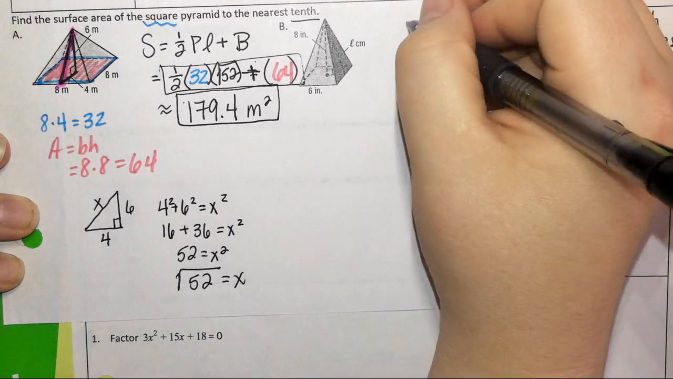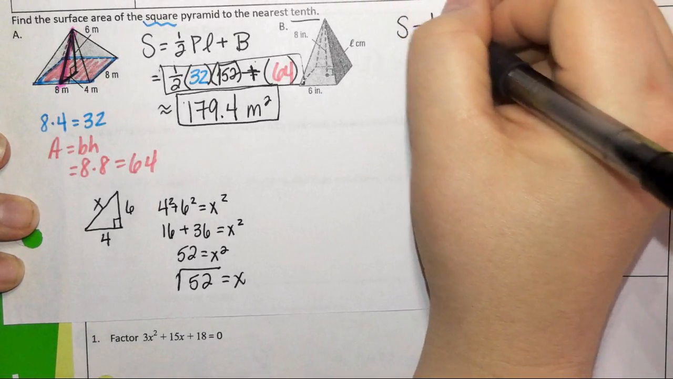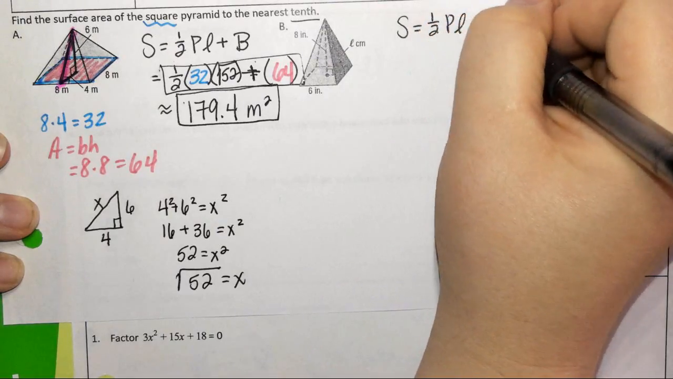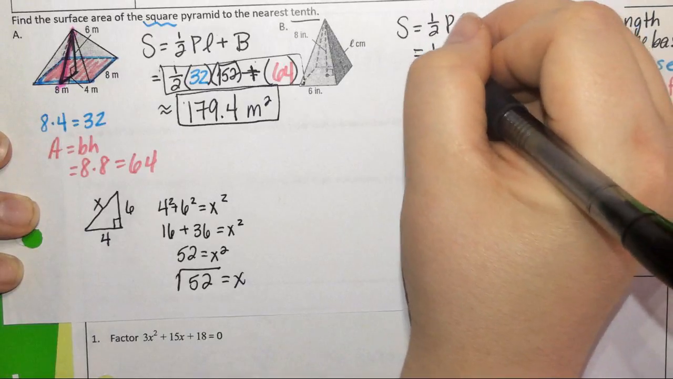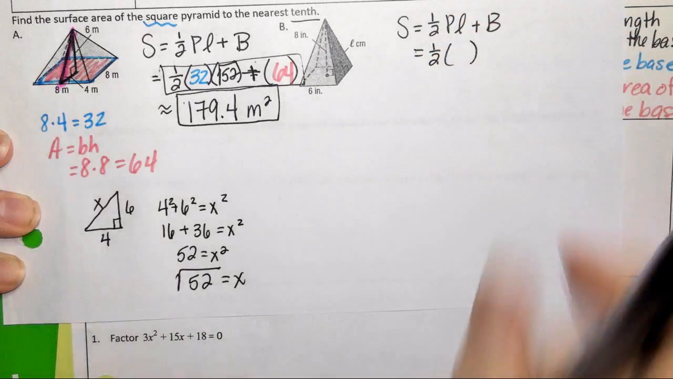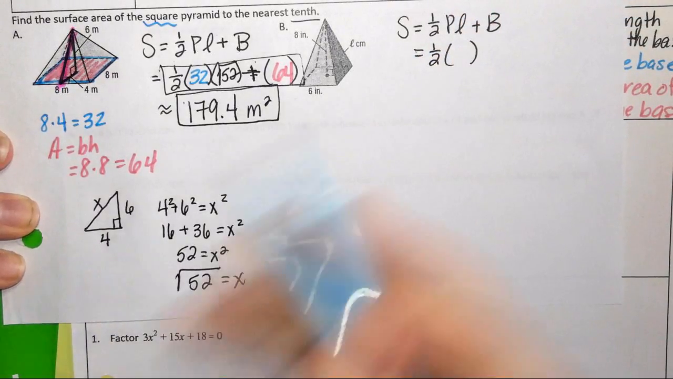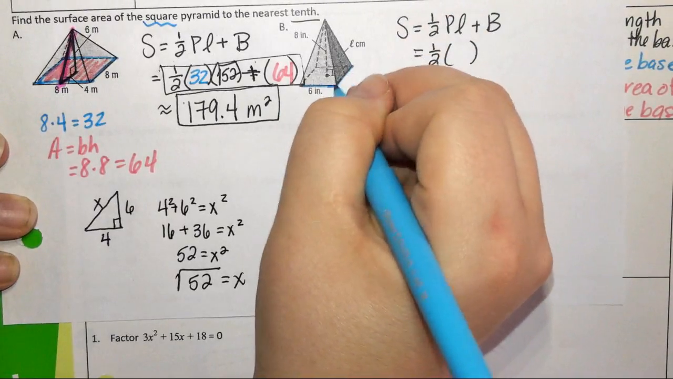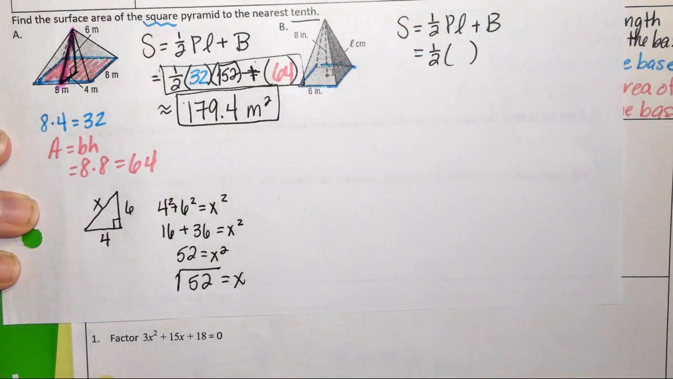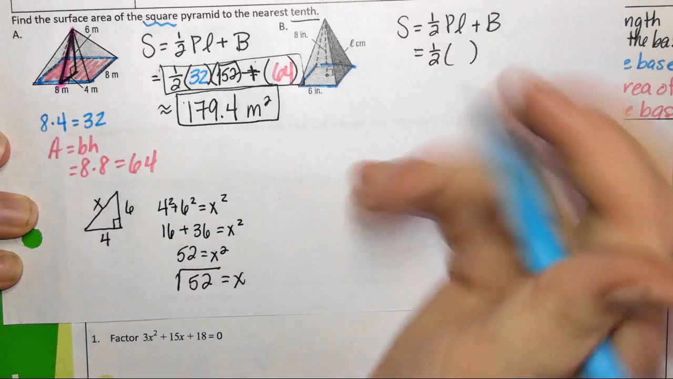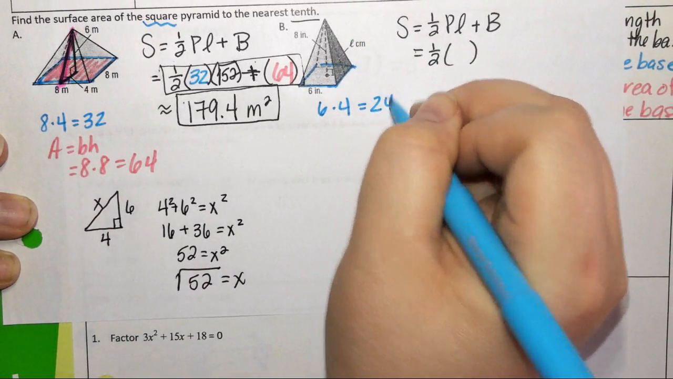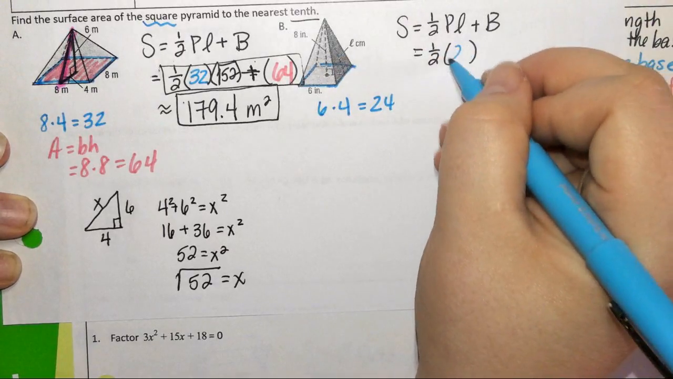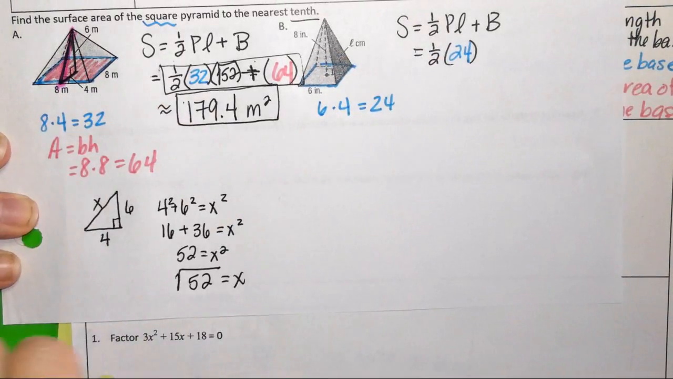Well, then let's do one more. It's very similar. So we have 1/2 PL plus B. I need to know the perimeter of my base. My base is still a square pyramid. My base is still a square. So what is the perimeter of my base? Yes, because 6 times 4 is 24. Or if you added up the 6's on all 4 sides, you would get 24. Is everyone good on the perimeter?